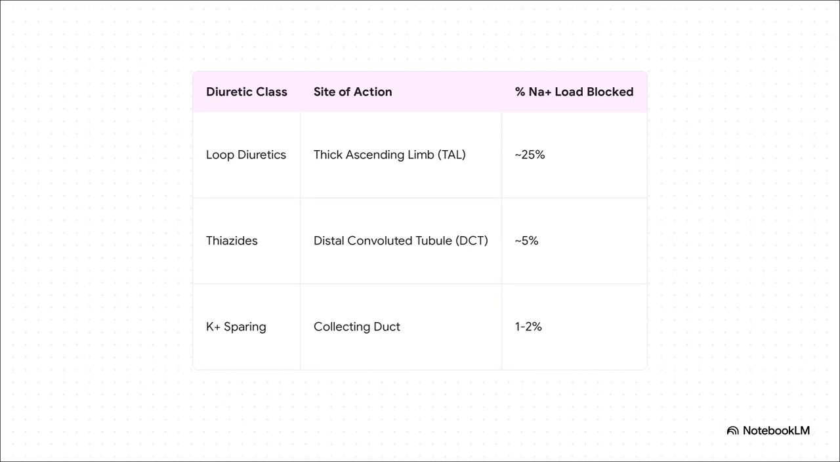Next are the thiazide diuretics. They work further downstream in the distal convoluted tubule, or DCT, where they block the sodium chloride cotransporter. This site only handles about 5% of sodium reabsorption, so their effect is much more moderate. Finally, we have the potassium-sparing diuretics. They act in the very last segment, the collecting duct, blocking either sodium channels or the aldosterone receptor, and they have the mildest effect, blocking only about 1 to 2% of sodium reabsorption.